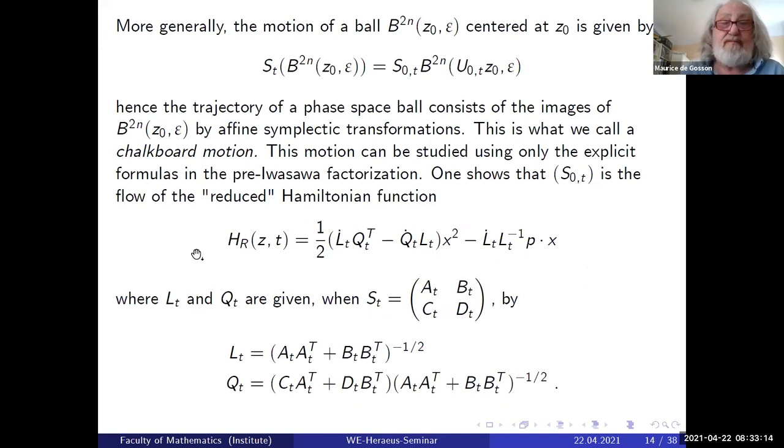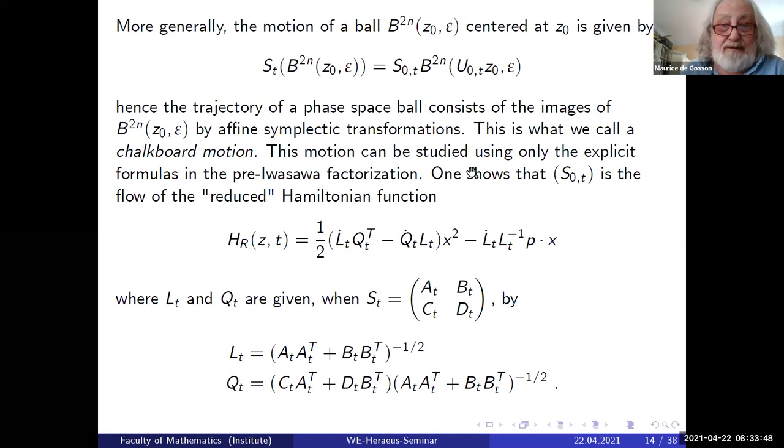More generally, you can say that S_t applied to the ball centered at z_0 will give also S_{0,t}, the local symplectic flow, applied to the ball centered at U_{0,t} z_0. It's true that the unitary part has not disappeared totally here, but it's only at the level of the center of the ball that it appears. Okay, so this is what we call a chalkboard motion here.